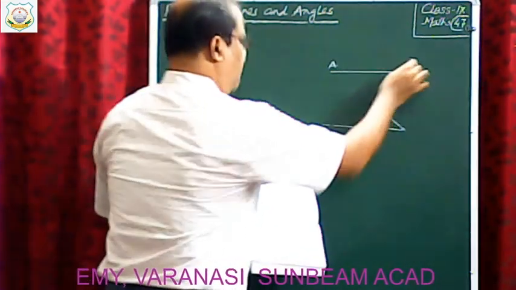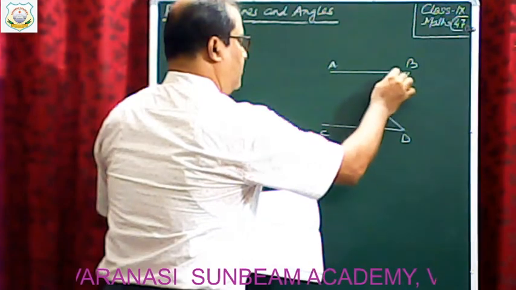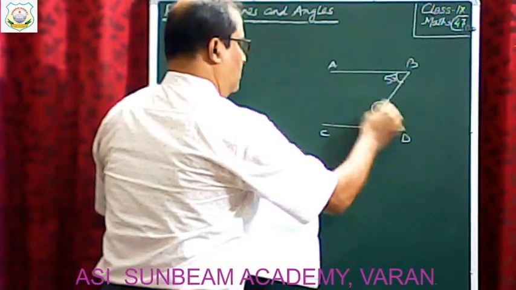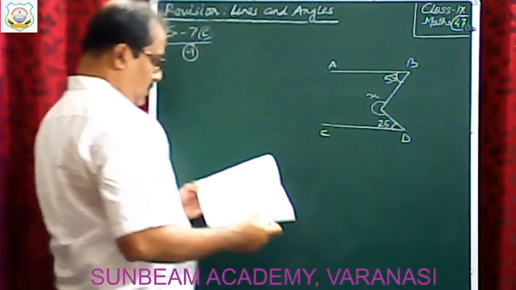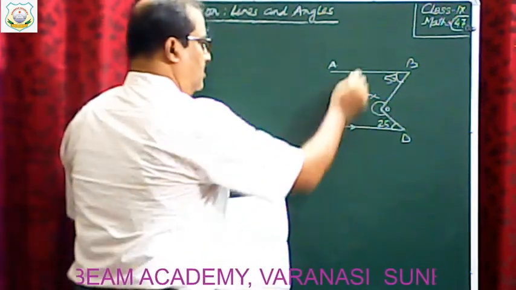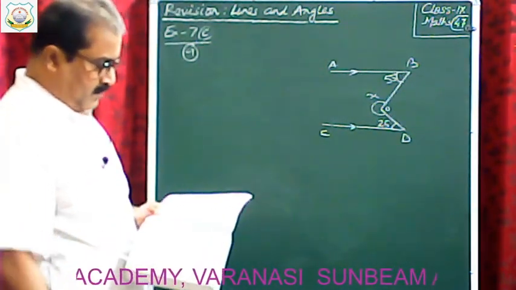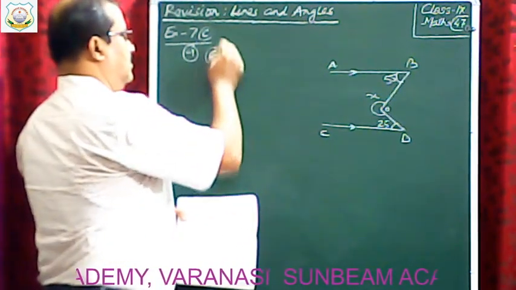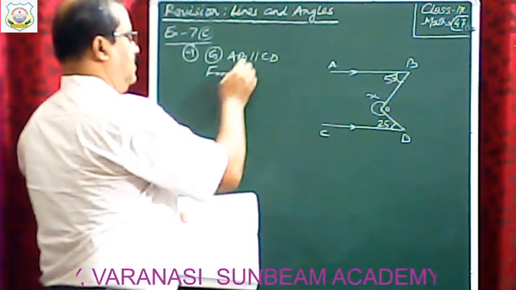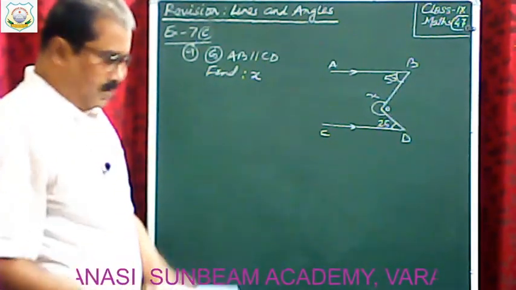A, B, C, D, 55, 25, X. We have to find X. It is O. Figure is given. In figure, AB parallel to CD, find X.